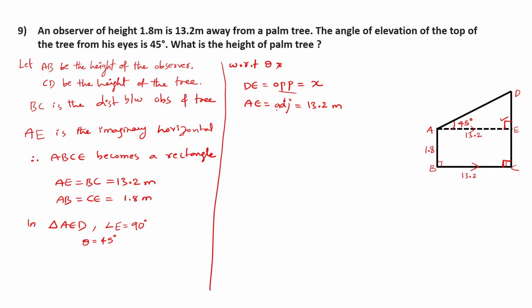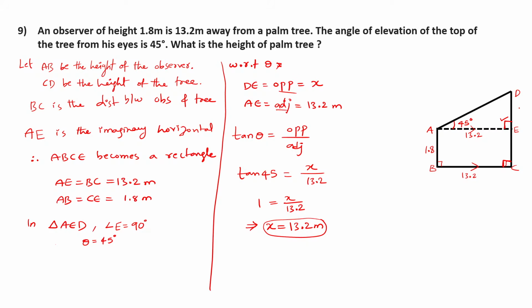So the opposite versus adjacent side ratio is tan theta equals opposite by adjacent. The theta value is 45, given in the question. So tan 45 equals opposite side x, adjacent side is 13.2. Tan 45 is 1, so 1 equals x by 13.2. If you transpose that, we simply get x equals 13.2 meters.